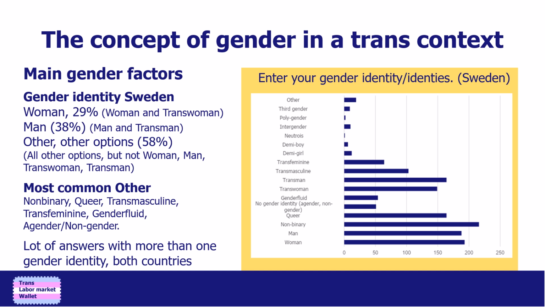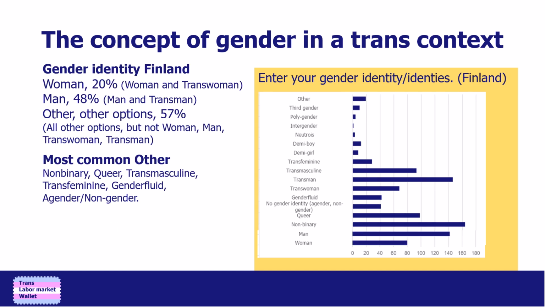As you see, this is more than 100% because they could choose more than one option. There were a lot of answers with more than one gender identity in both countries. If we look at Finland, we have fewer women. It's 20% of them, woman or trans woman, and more men, 48%. And almost the same when it comes to other. The other options are 57%.